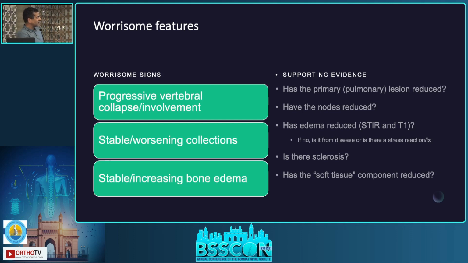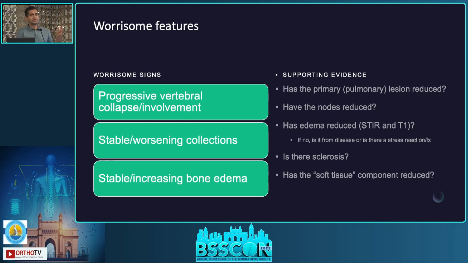And when we do these, the things that I tend to look at, I'll try to look at the primary lesion. Has that reduced? That tells me that this is probably just accentuation that's happening. Have nodes reduced? Has the edema reduced? It's a helpful tool, but remember that you can have edema increasing even though the disease is improving, because you now have biomechanical stress which can produce bone edema.